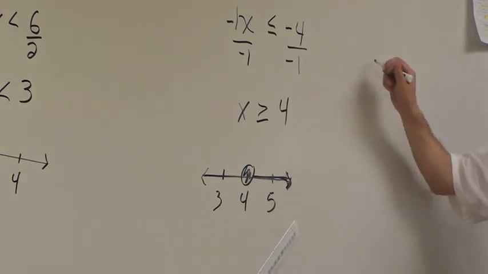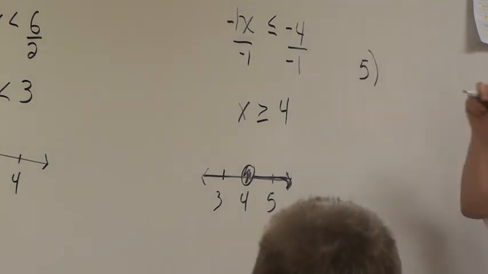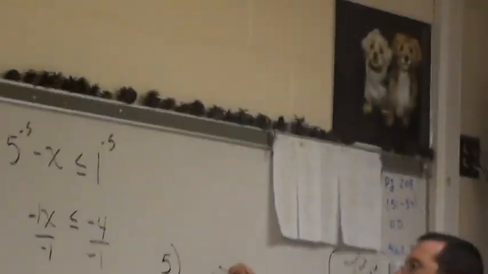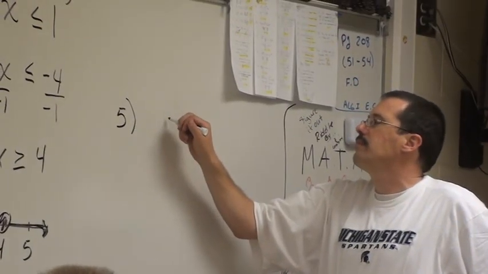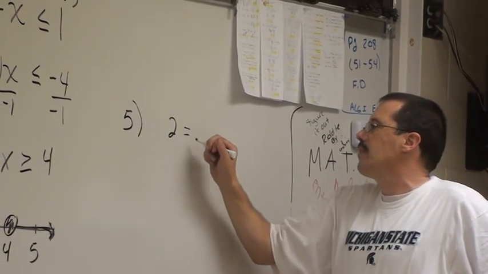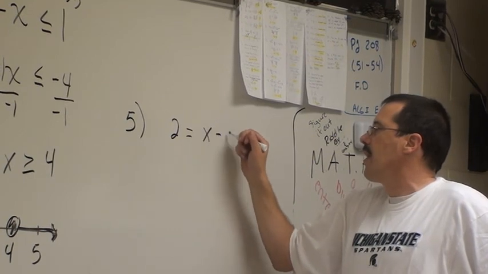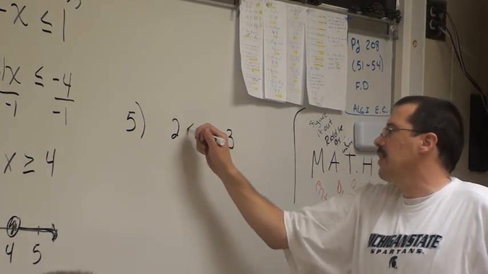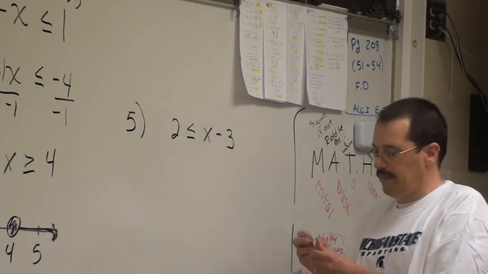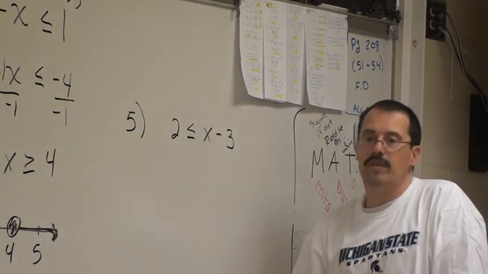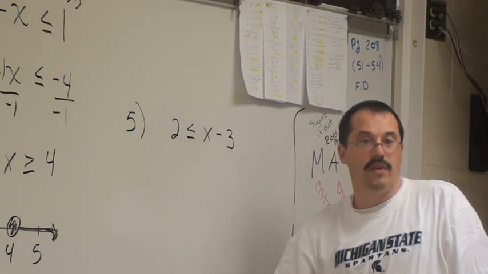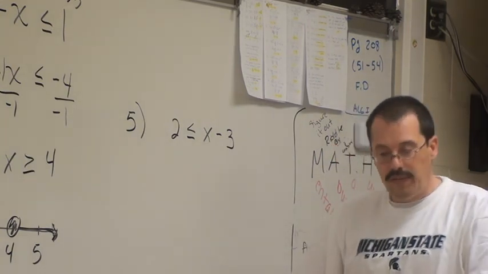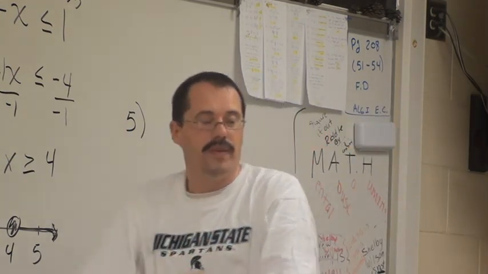Okay, last thing we have to do. Number 5. I want you to graph 2 is less than or equal to x minus 3. Not equal, sorry. Less than or equal. Okay, so what's the first thing you're going to do to both sides? You're going to add 3. Go ahead and do it, and then cut the camera just for a minute.